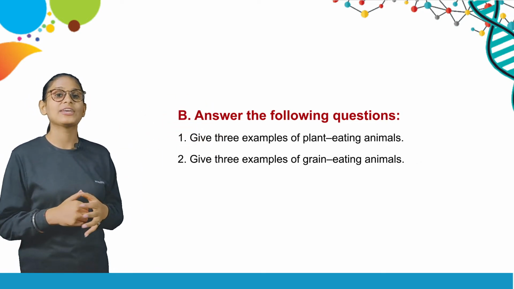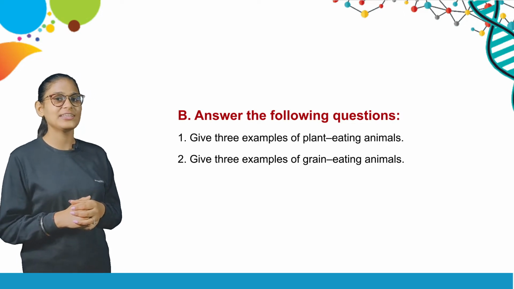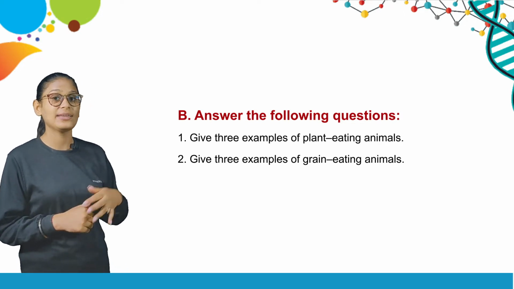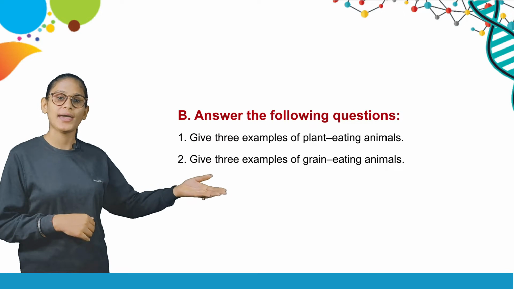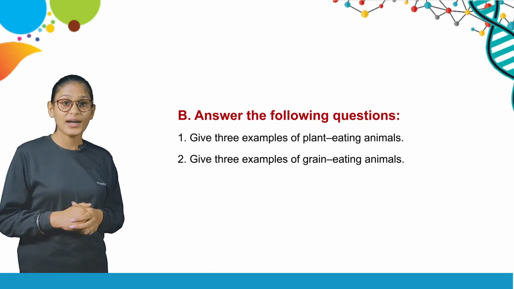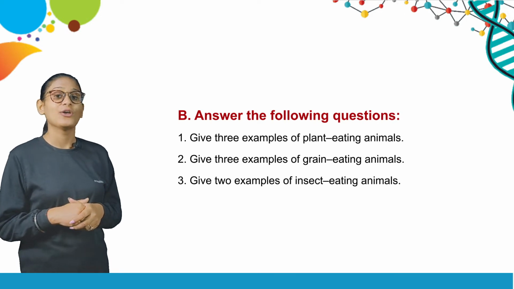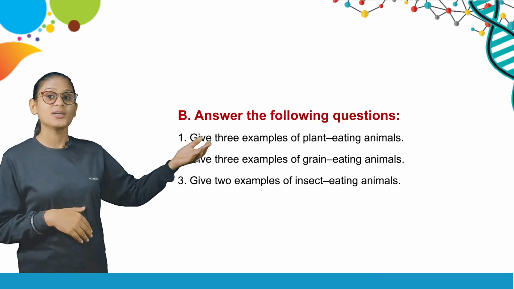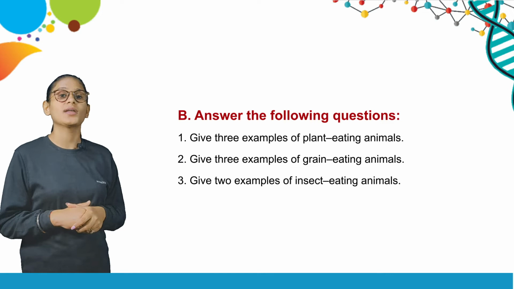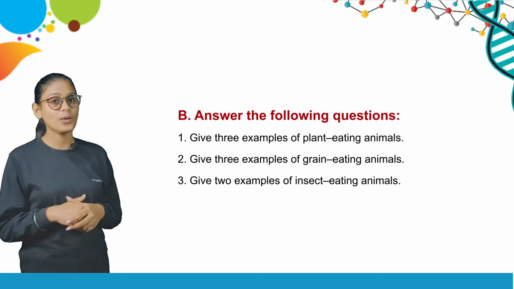Second is, give 3 examples of grain-eating animals. You can write pigeon, sparrow, hen. Come to the third. Give 2 examples of insect-eating animals. So you can write lizard, spider. Okay, student, write down these answers in your book.